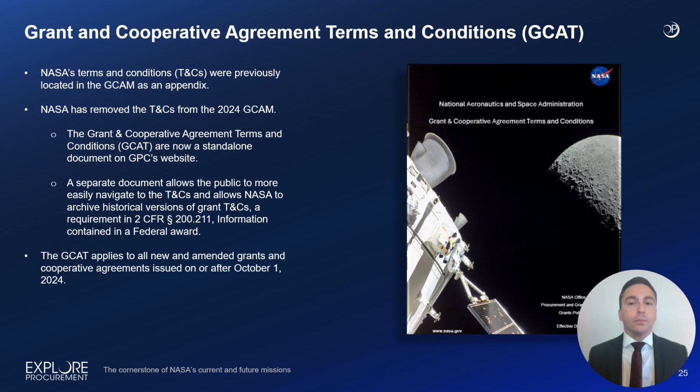The standalone terms and conditions document, which we are now calling the Grant and Cooperative Agreement Terms and Conditions, or GCAT, can be found on the NASA Grants Policy and Compliance website. For those interested in further training on our new terms and conditions, please check out the NASA YouTube Grants playlist for a video that specifically focuses on the new GCAT.